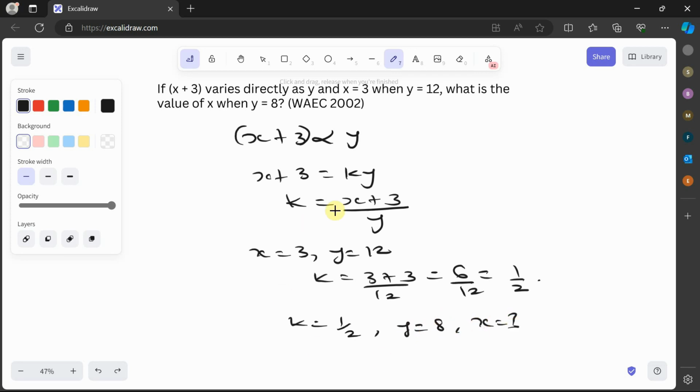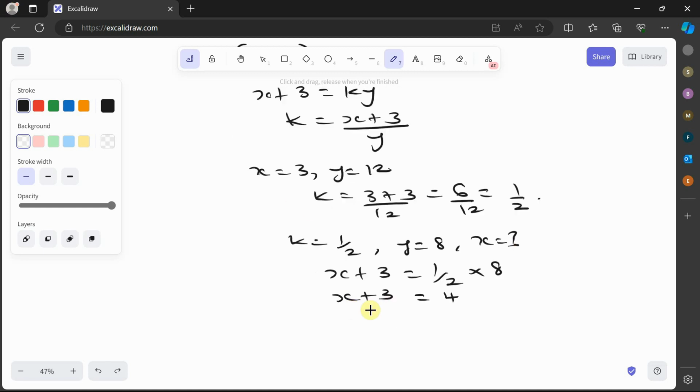X. So from here, we can find it and say x plus 3 is equal to k, which is 1 over 2, and y is 8. 1 over 2 times 8 is 4. So our x plus 3 is equal to 4. Therefore, our x is equal to 4 minus 3, which is 1. So therefore, x is equal to 1 when y is equal to 8. Simple and short. If you got it, well done. But let's see if our answer is actually correct.